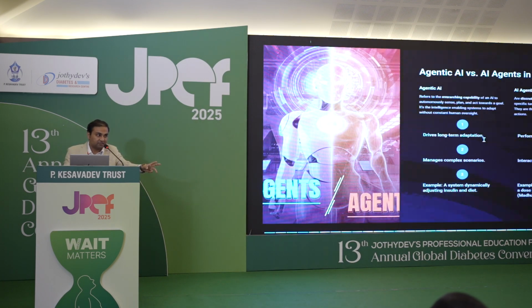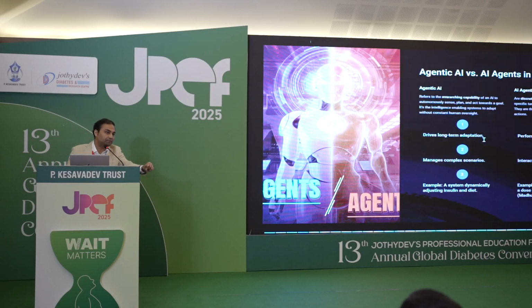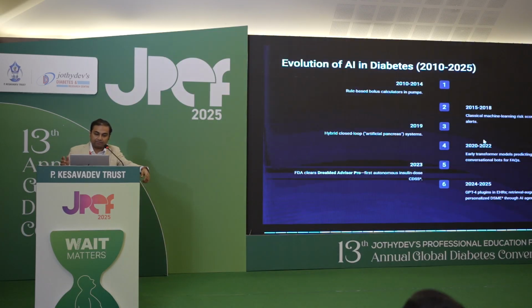Let's first understand the difference between agentic AI and AI agents. For example, what Dr. Alok showed you, Mitra, or what we had built earlier, Madhu AI, these are AI agents. They are discrete software entities that execute specific tasks within the broader agentic AI system. But agentic AI refers to the overarching capability of an AI to autonomously sense and act towards a specific goal. This makes this ecosystem very, very powerful. It drives long-term adaptation, manages multiple complex scenarios, and it's able to adjust, learn, relearn, and then implement. That's where agentic AI comes in.